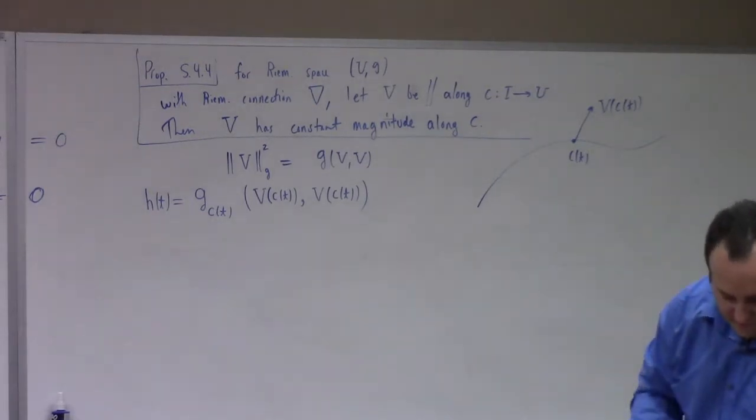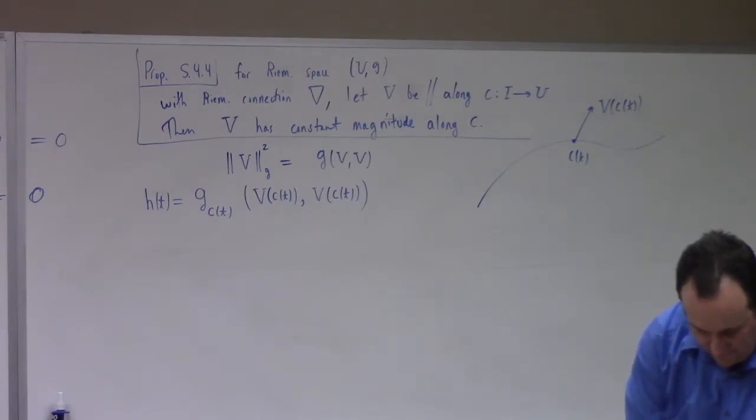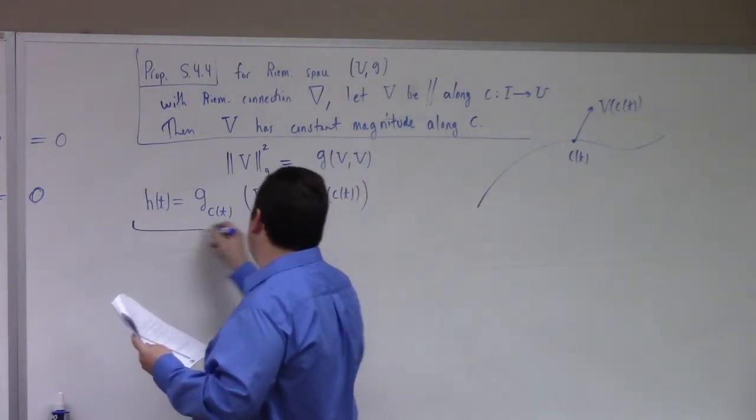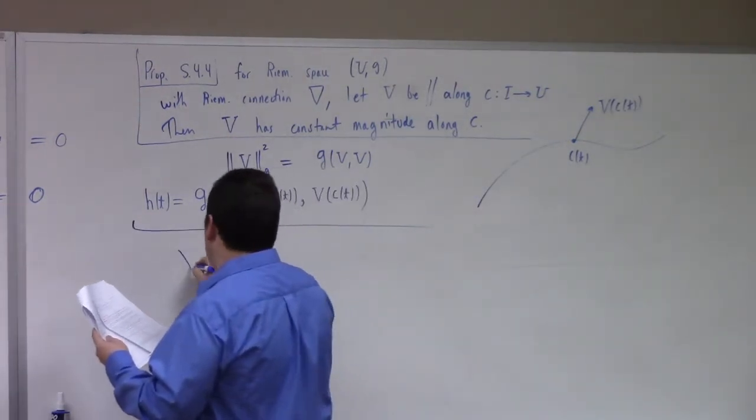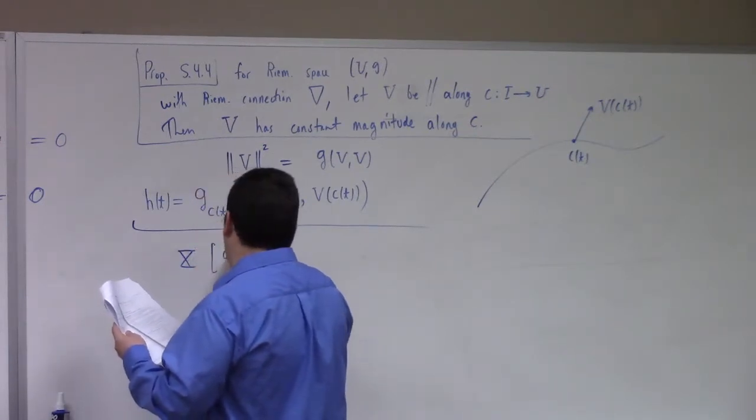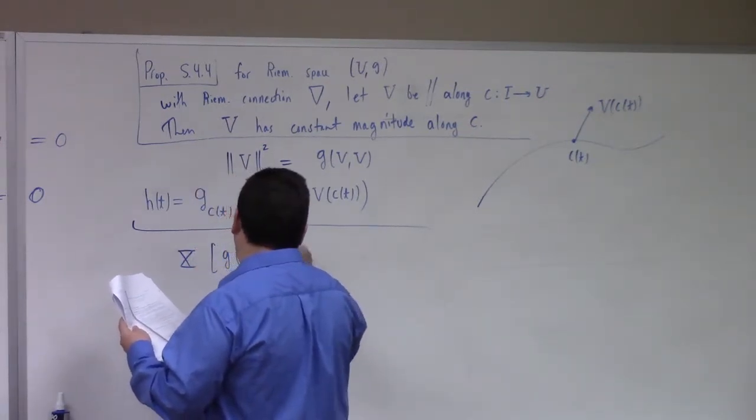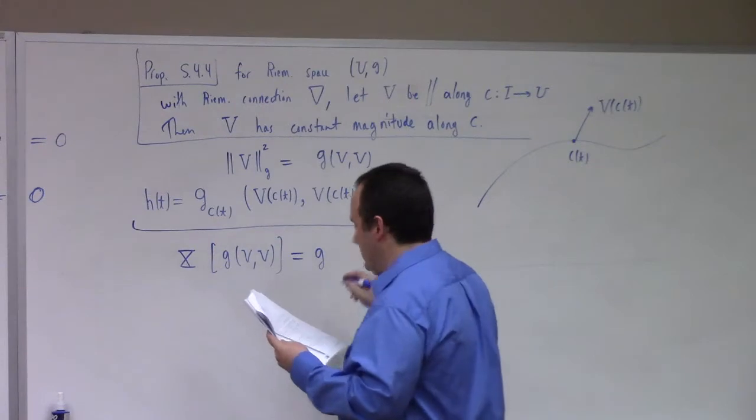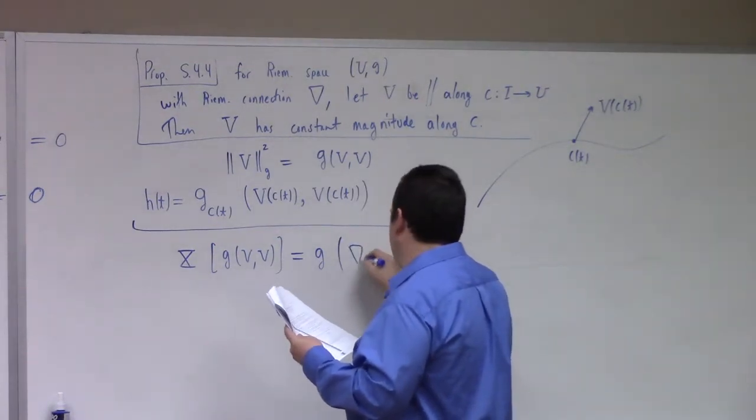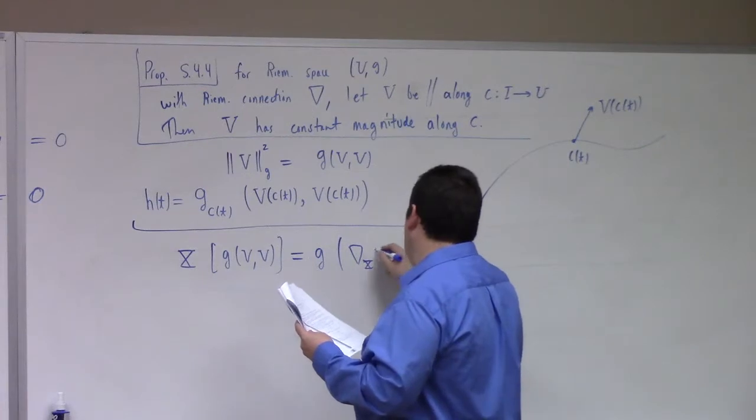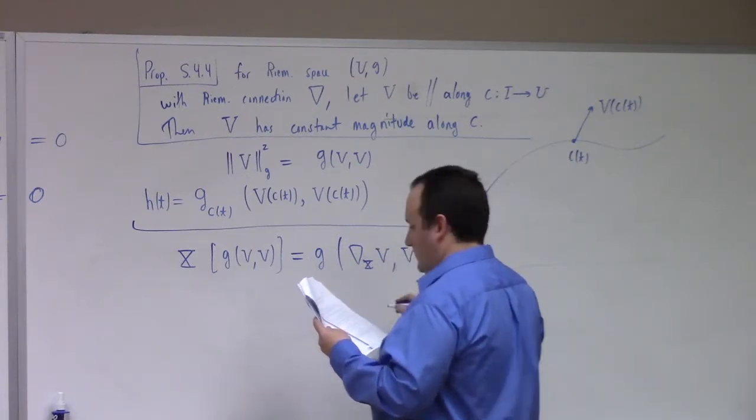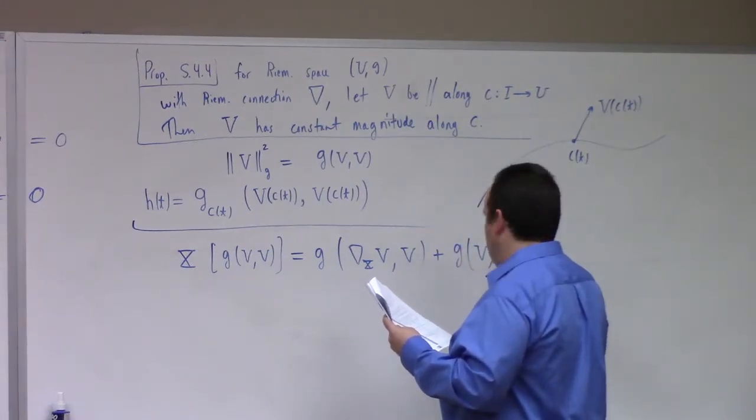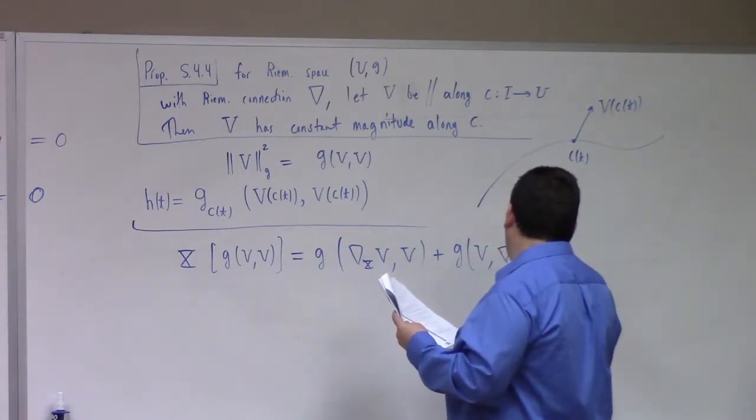There's something I don't understand right here in the book. I'm sorry, guys. I'm going to skip over to the next page where it starts making sense to me again. So this much is true. If we have X acting on G of V, V, we get what? We get G, this is that compatibility, right? G of nabla X V comma V plus G of V comma nabla X V.